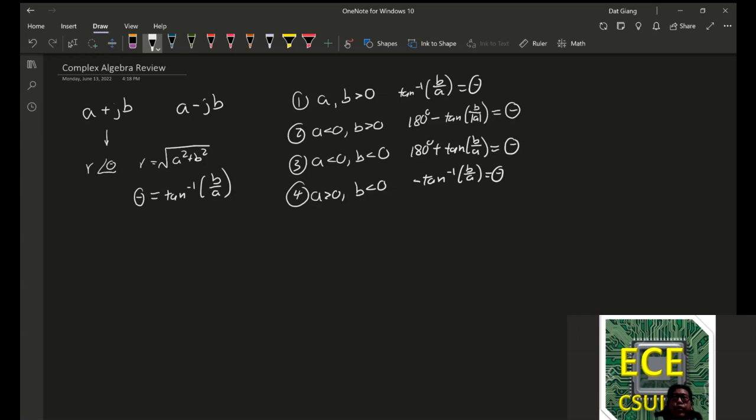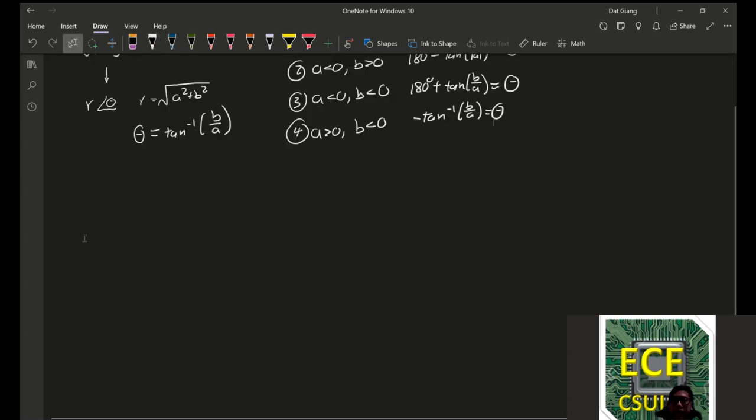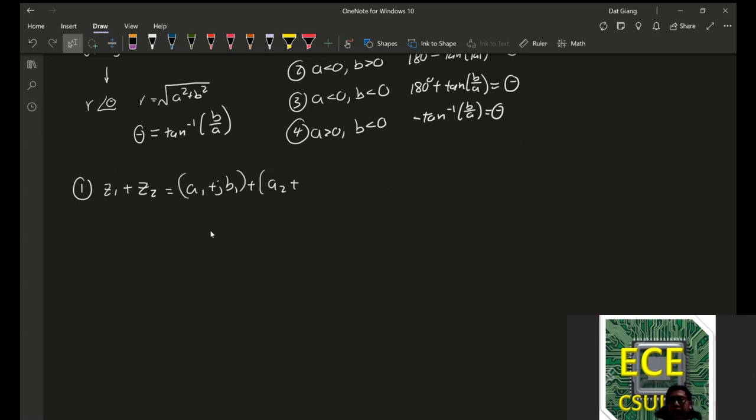Now, in terms of operations, there are a few things we have to keep in mind. One, how do we add two complex quantities together? Let's consider z1 plus z2. In terms of a1 plus jb1 plus this, we combine their real quantities together and their imaginary quantities together, giving us just a1 plus a2 plus j times b1 plus b2.